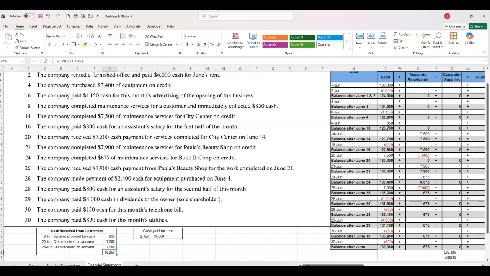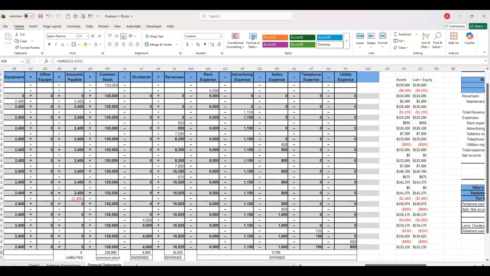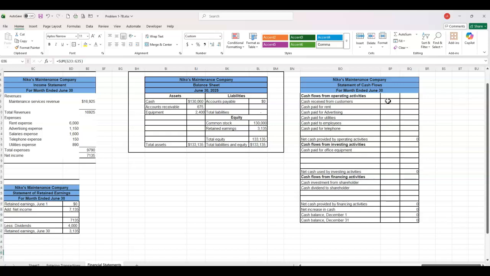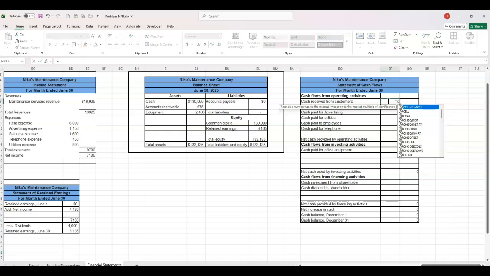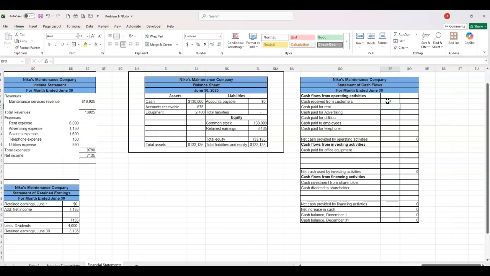So it was $16,250 in cash. That is the receipt. I think that's the right number. Yeah. That is the amount of money we received in cash from customers.